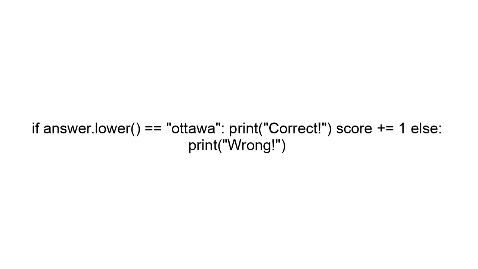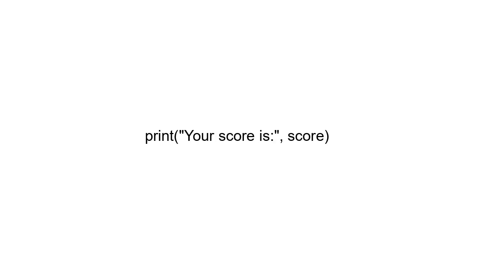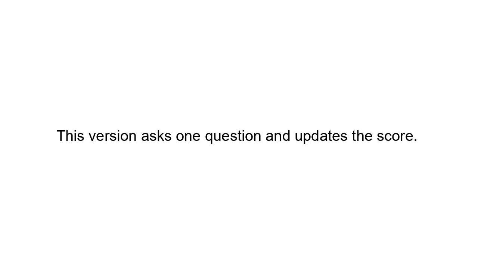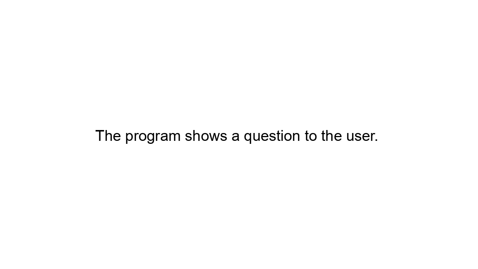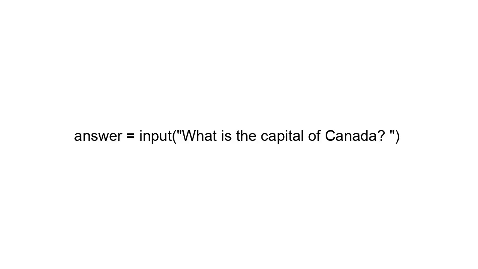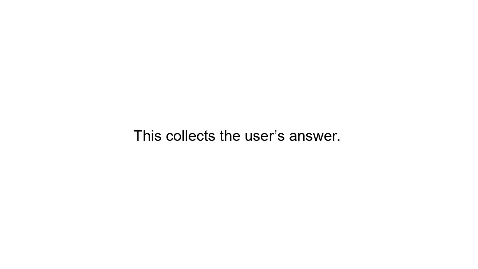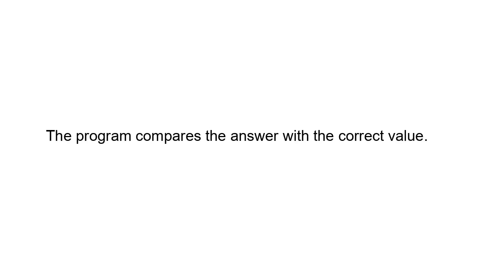How the program works. Step 1: ask the question. The program shows a question to the user. Example: answer = input("What is the capital of Canada?"). This collects the user's answer. Step 2: check the answer. The program compares the answer with the correct value. Example: if answer.lower() == "Ottawa". Using lower helps avoid case sensitivity problems.